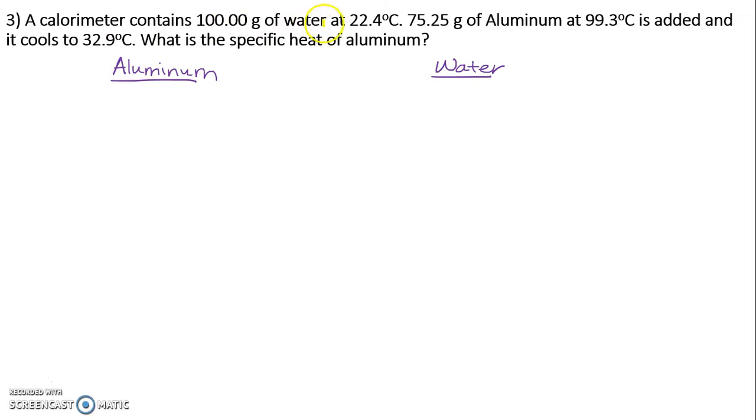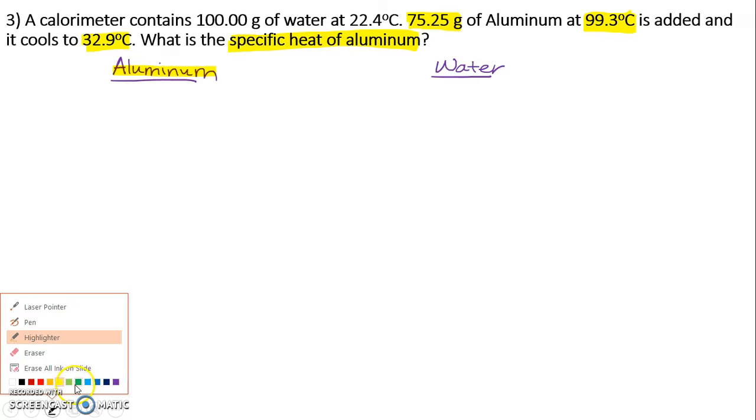This is 100 grams of water, so that's not for aluminum. But I do have 75.25 grams of aluminum, and I'm just going to highlight that too. It starts at 99.3 degrees Celsius, and then it cools to 32.9 degrees Celsius, and then we want to know what is the specific heat of the aluminum. So that's going to be our unknown.